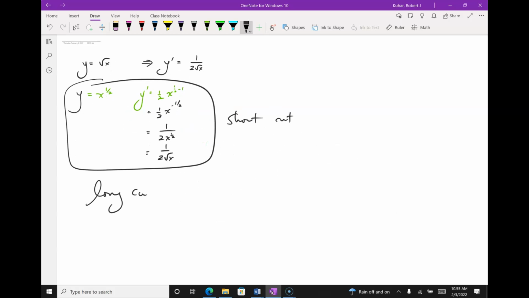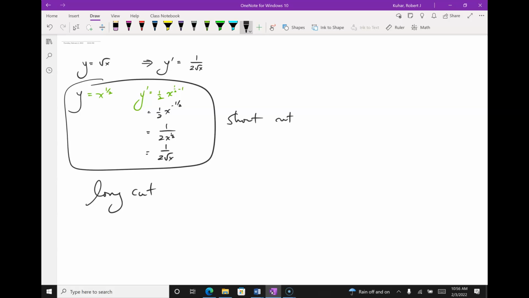Long cut. It doesn't say long cut in the book. It says find the derivative using the definition, or I'll say using a limit, right? I'm just saying long cut because I'm bored out of my mind. So when I had polynomials, I kind of did it separately.